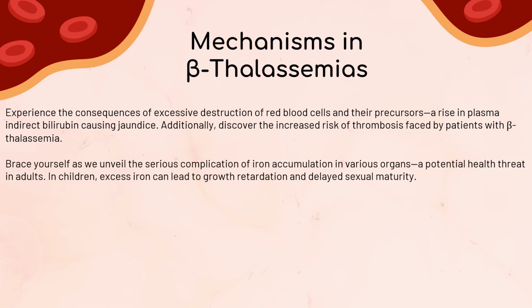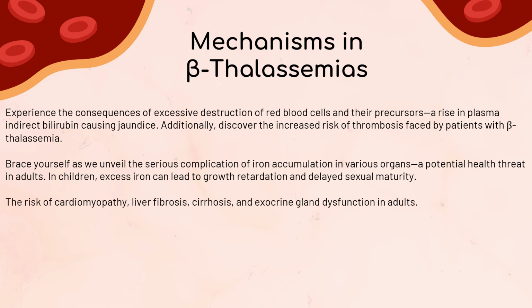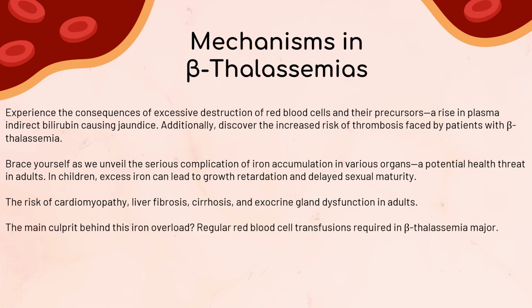Brace yourself as we unveil the serious complication of iron accumulation in various organs, a potential health threat in adults. In children, excess iron can lead to growth retardation and delayed sexual maturity. But there's more: the risk of cardiomyopathy, liver fibrosis, cirrhosis, and exocrine gland dysfunction in adults. The main culprit behind this iron overload? Regular red blood cell transfusions required in beta-thalassemia major.